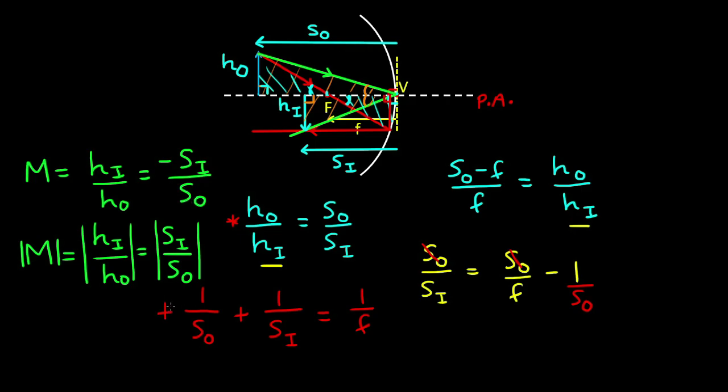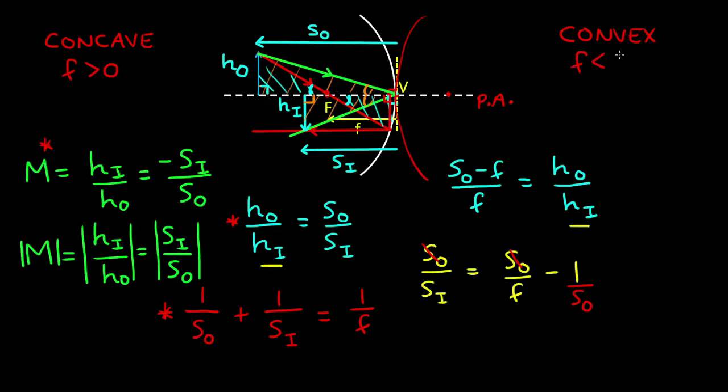Now let's look at these equations in a bit more detail. So firstly, if the mirror is concave, then the distance to the focus is taken as positive. So it's in front of the mirror. But for a convex mirror, so it looks something like this, where the object is on this side, the focus will be on the opposite side as the object. So the distance to the focus here is negative.